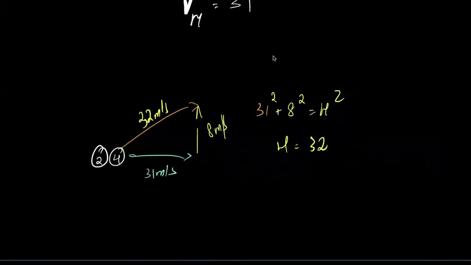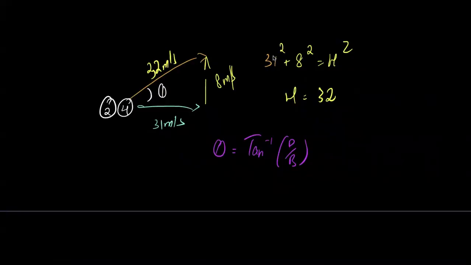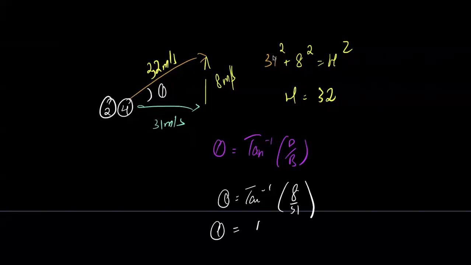I also need to find this angle. So how do I find this angle? You need to remember this. Tan inverse of perpendicular over base is equal to your theta. I have all the values, so I can use any, but I always use tan inverse, okay? So it's going to be tan inverse 8 over 31. So what's the answer for theta, guys? Theta is 14.5.